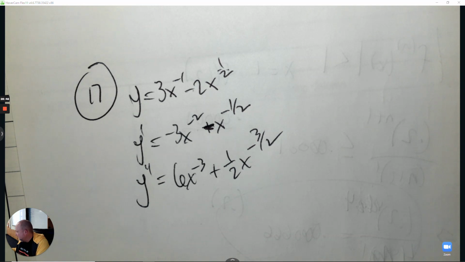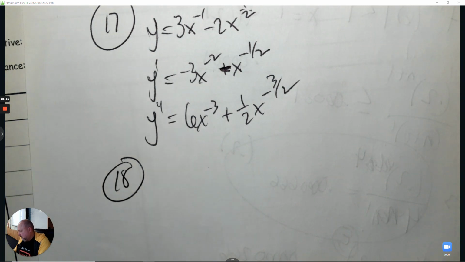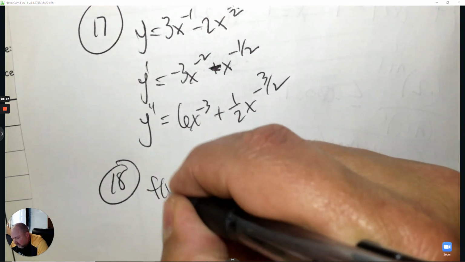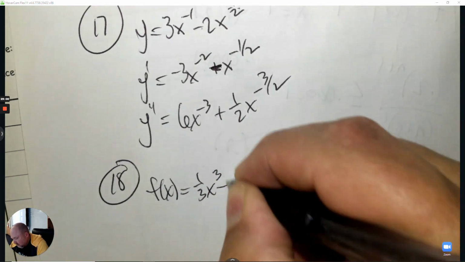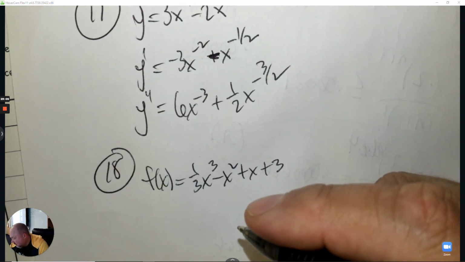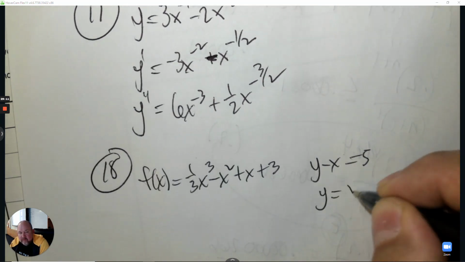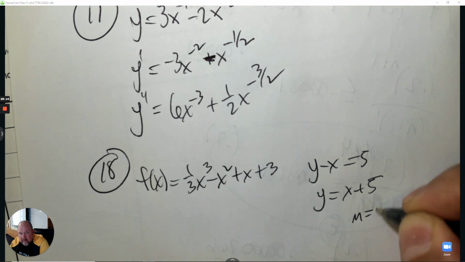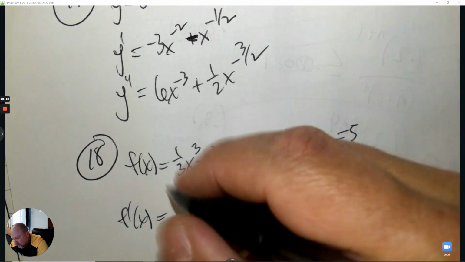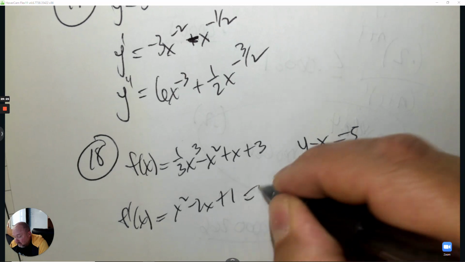Okay, number 18. Find the points where the line's tangent. So we have an equation. Tangent derivative is parallel to the graph of this. So if I solve for y, the slope here is 1. So we need to make it equal to the slope, which is 1. So the derivative is x squared minus 2x plus 1. And then I'm going to make it equal to 1 and then solve it.